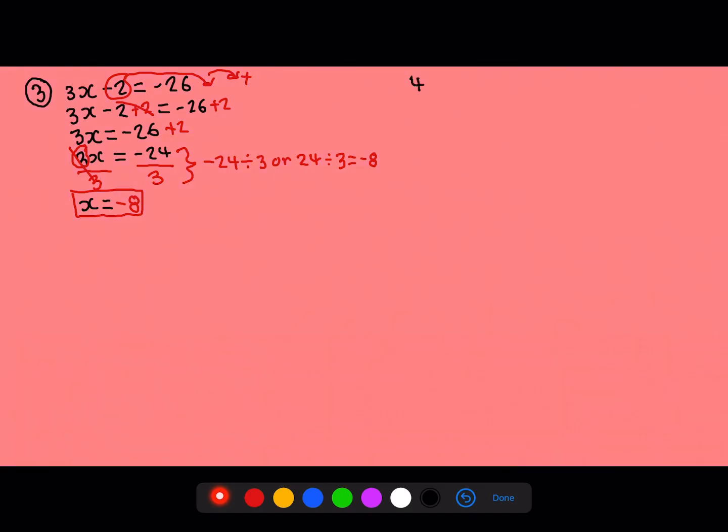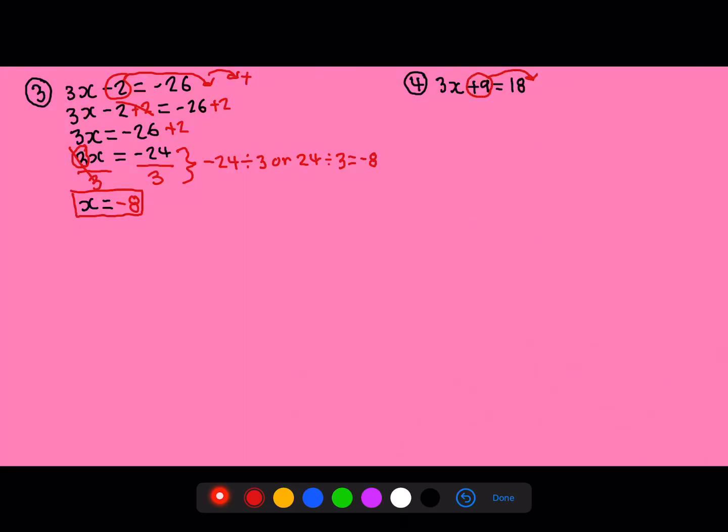Now for the fourth question. This one is the last question for today. So this is also the same as the third and the second question. We'll be doing 3x plus 9 equals 18.